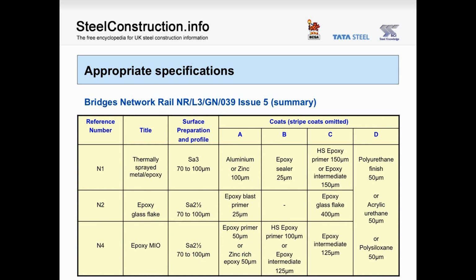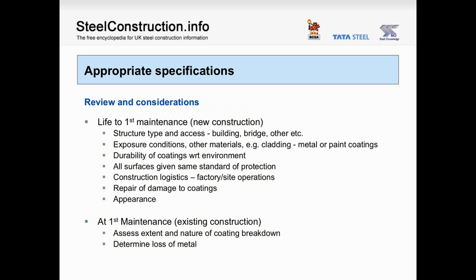This table is a summary table for Network Rail systems contained in the document NR/L3/GN039 issue 5. Looking at specifications in summary, there are many things to take into account when preparing a specification to encompass all that is required.